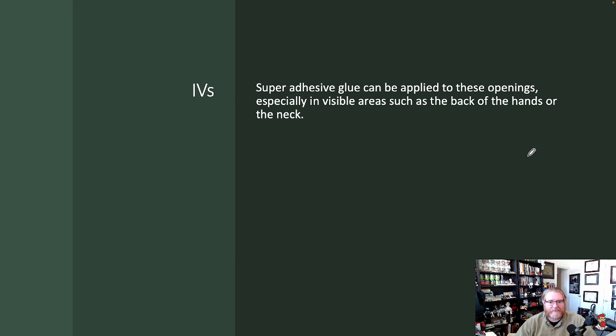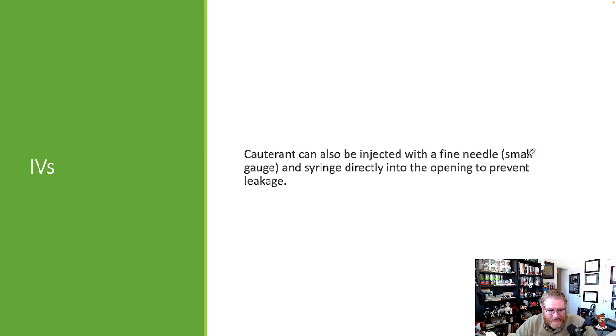Super glue adhesive can be applied to the same IV openings, especially in visible areas such as the back of the hands or the neck. That is the most common thing that I would use to close these things up, is good old-fashioned super glue. Cauterant can also be injected with a fine needle and syringe directly into the opening to prevent leakage.